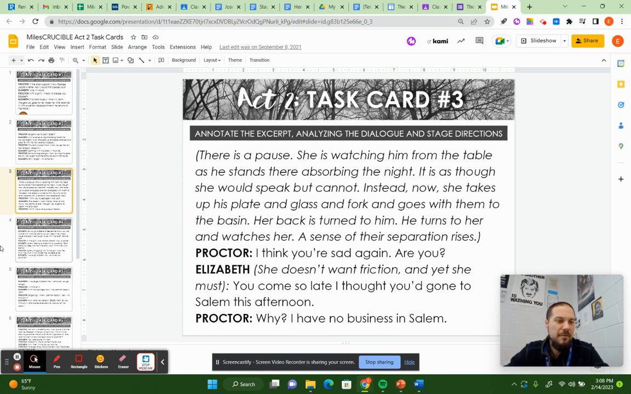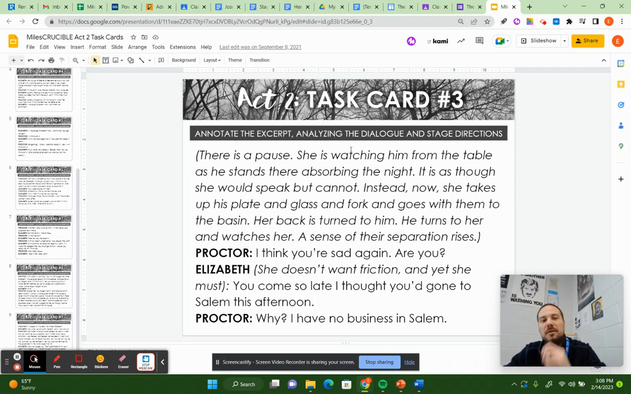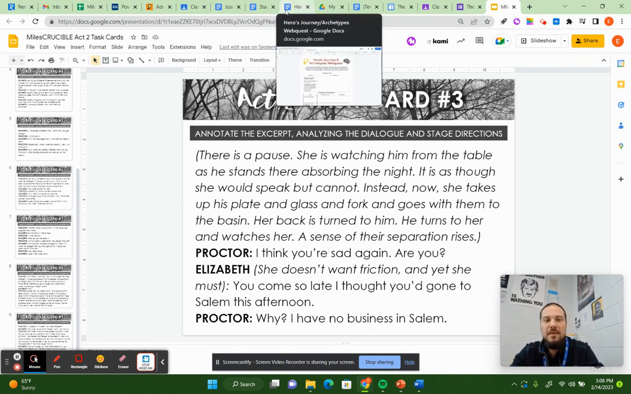You've got 9 cards, I believe. 1, 2, 3, 4, 5, 6, 7, 8, 9. Yep. And then what you have to do is look at what's going on in the card, try to break down what's happening, annotate it, and break it down. We'll do task 3 together just to show you what I'm talking about. So annotate the excerpt, analyze dialogue and stage directions.